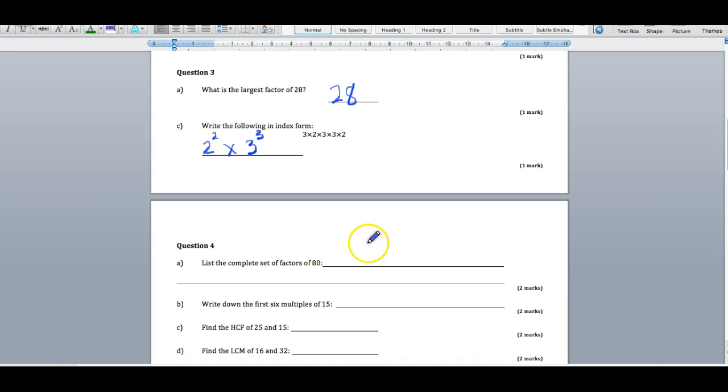All right, question 4, list the complete set of factors of 80. So the easiest way to do that is to go, oops, that's a big one, and do their factor pairs. So 1 and 80 is a factor pair.